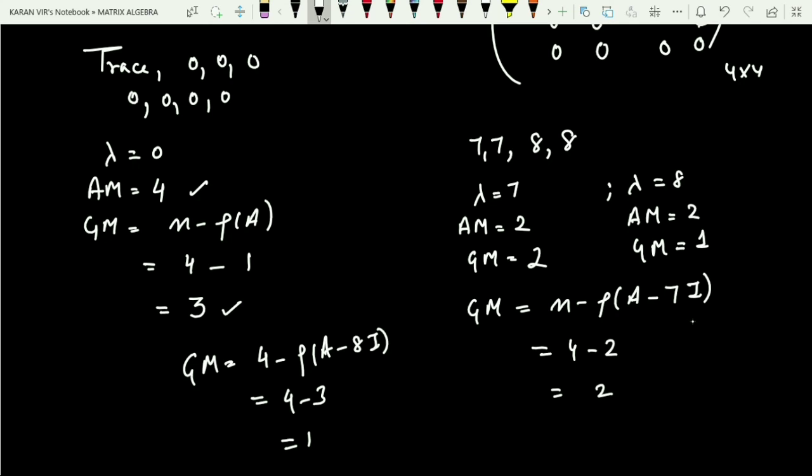I hope you have understood this concept of algebraic multiplicity and geometric multiplicity.